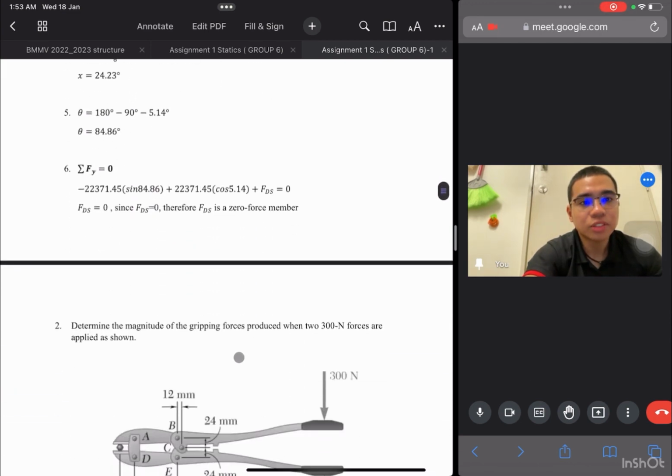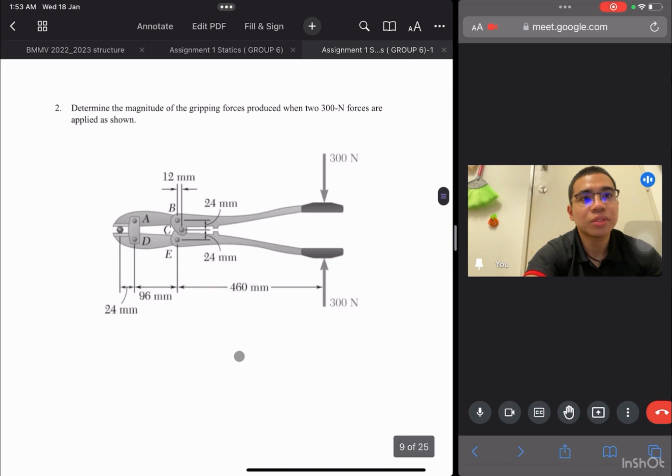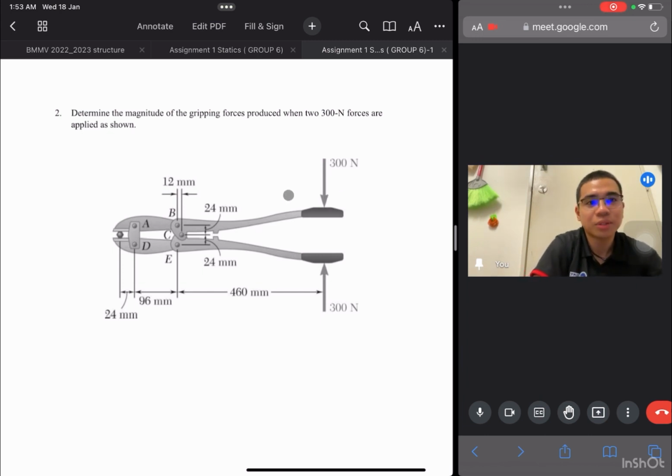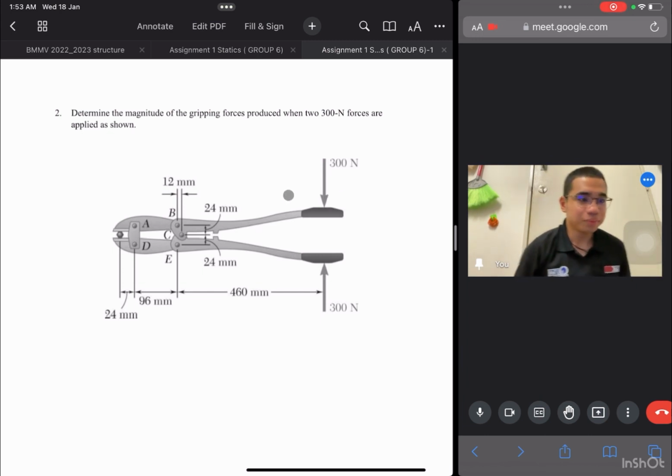for the member. So we will proceed with question number 2, where Muhammad Izzuddin will present the explanation of step number 2 and 3. Okay, thank you.